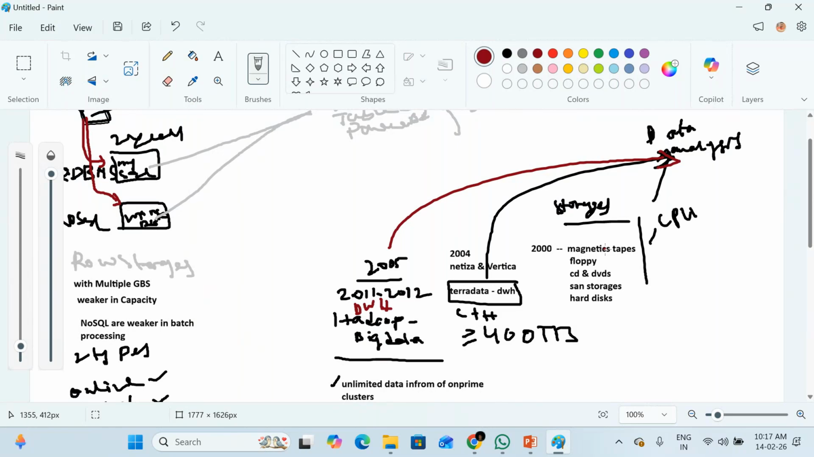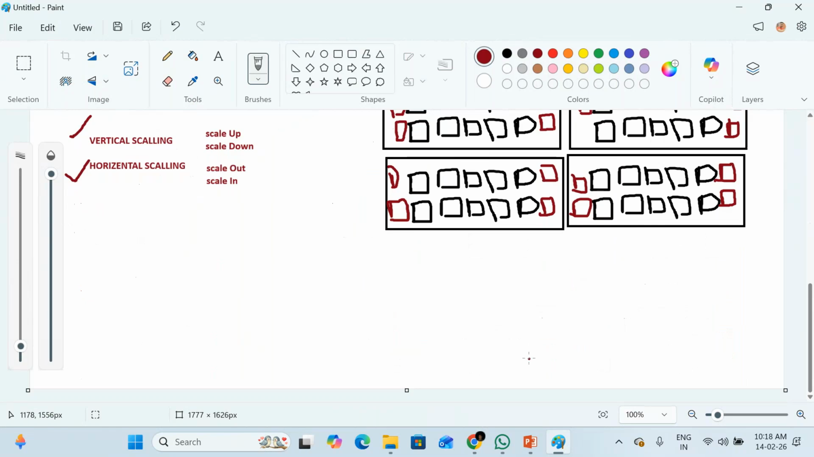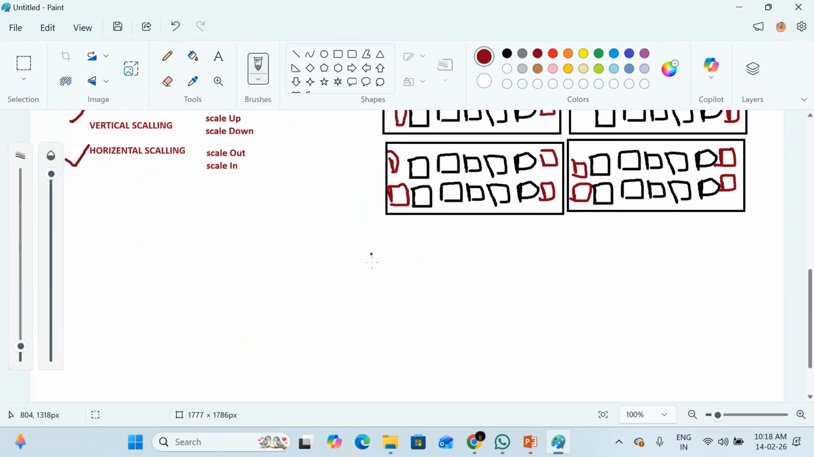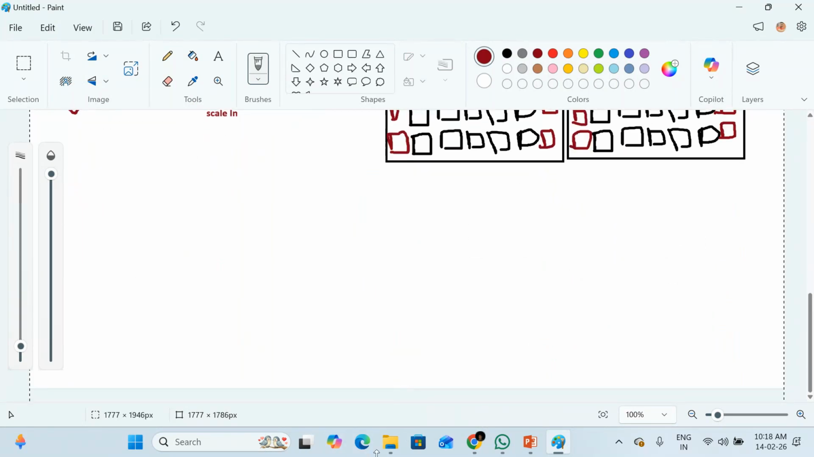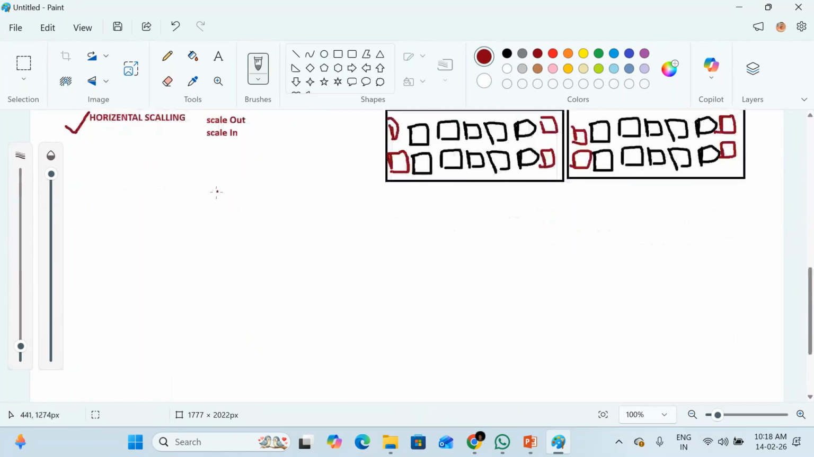So you have a question: sir, Hadoop is unlimited storage now, so what is the problem? But unfortunately, Hadoop is on-prem clusters. On-prem? What is on-prem, sir? What is on-prem and what is cloud?